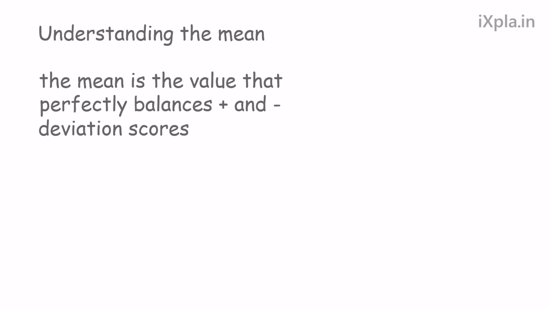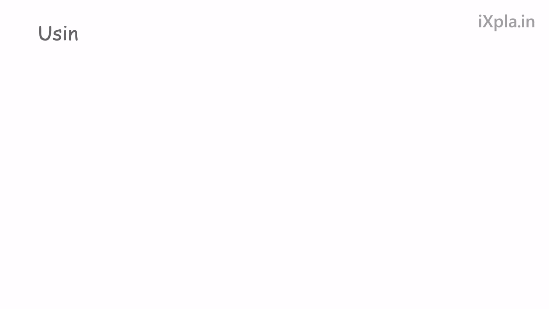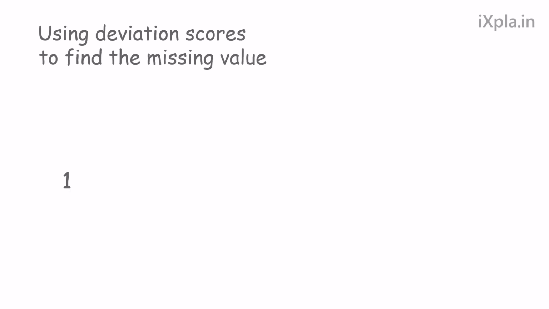All right, let's go on and do one more thing. Now we're going to use deviation scores to find a missing value in a new distribution. So first I want to give you some scores. What you see down here is a number line.